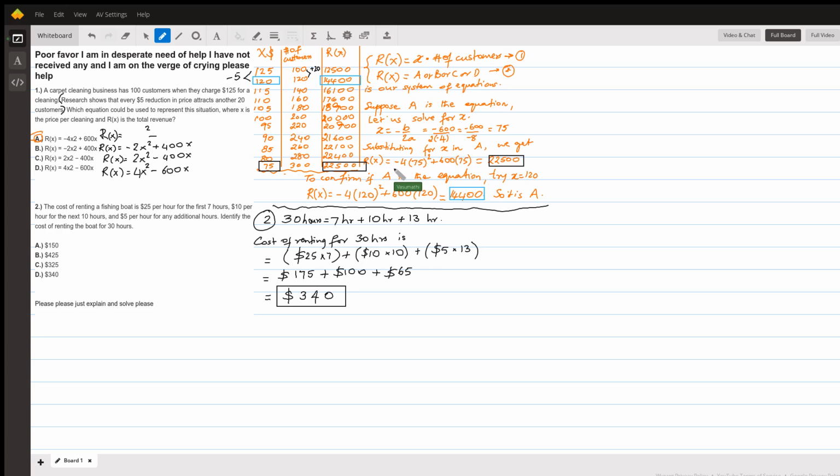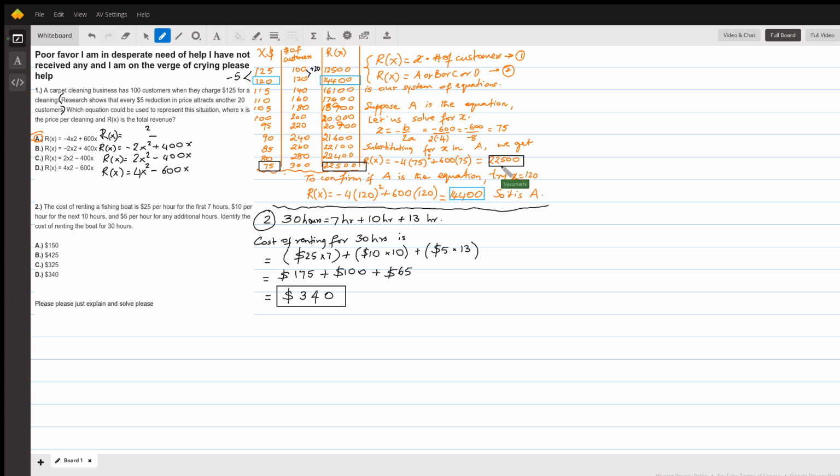So now, since I'm guessing that A could be the answer, I take my equation for A, and I'm going to substitute for x. So what I did is negative 4 times, substitute for x, so in parentheses, I have 75 to the second power plus 600 times 75. I've simplified this and I get 22,500, which is exactly what my little chart says. So that means it's satisfying both equation 1 and 2. So at this point, I'm really inclined to think A is the answer.